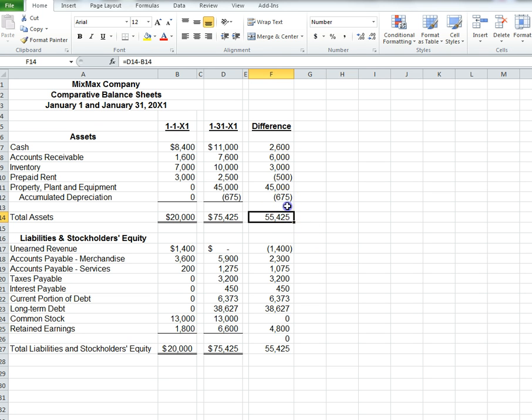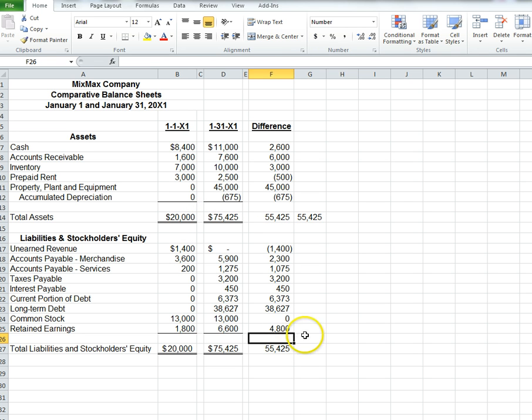And we can even see, you know what, let's do auto sum. I'm going to sum this. I'm going to sum this. And I get 55,425. Okay, so I netted this amount. I got 55,425, and that's the same as when I took the difference here.